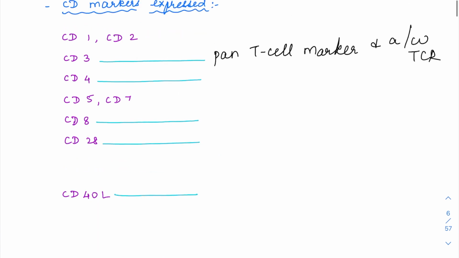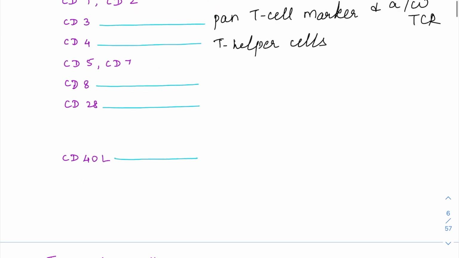Then we have CD4, which is going to be expressed by a specific subtype of T cells called the T helper cells. The helper subsets of T cells are going to express CD4, while CD8 is going to be expressed by the cytotoxic T cells. We have two major classes of T cells, helper cells and cytotoxic cells. Helper cells will express CD4, while cytotoxic cells are going to express CD8.